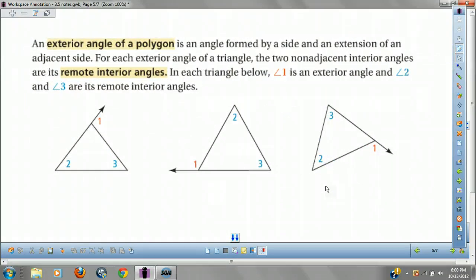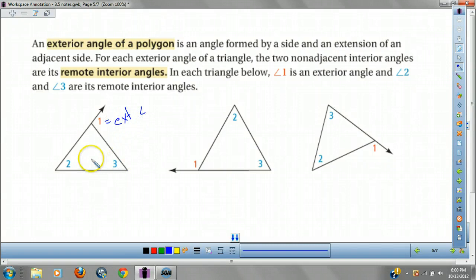So now we're going to talk about something called an exterior angle of a polygon. Okay. Your exterior angle would be if you extend one of the sides and you have this little extra angle out there. Okay. And then your remote interior are the ones that aren't opposite your exterior. Okay. So you can see here, this one would be your exterior angle, and these guys would be your remote.